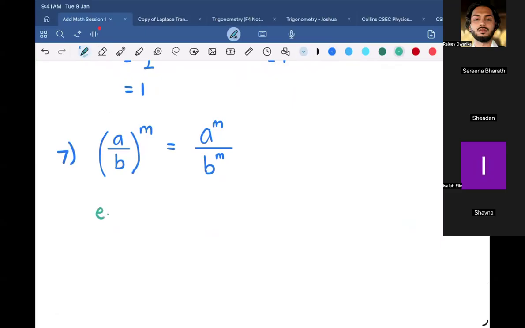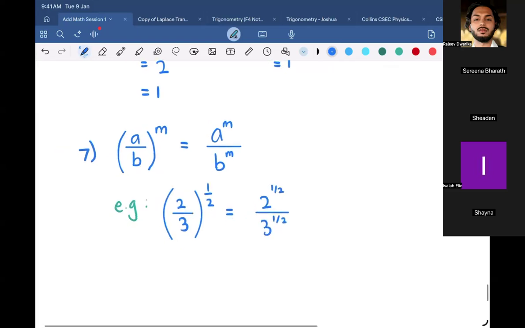And an example of this would be, let's just say I have 2 over 3 to the power a half. That would be equal to 2 to the power a half over 3 to the power a half. Right?